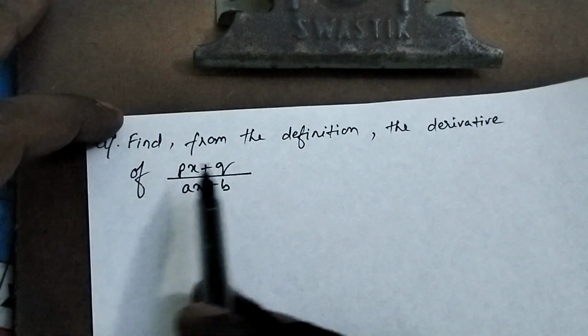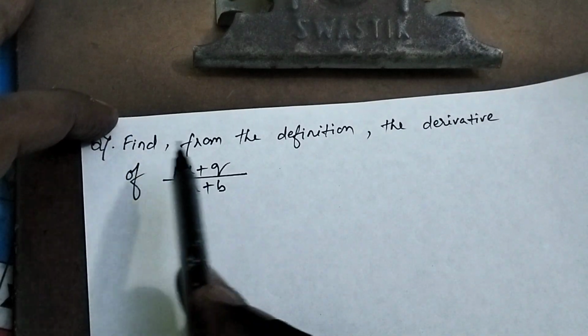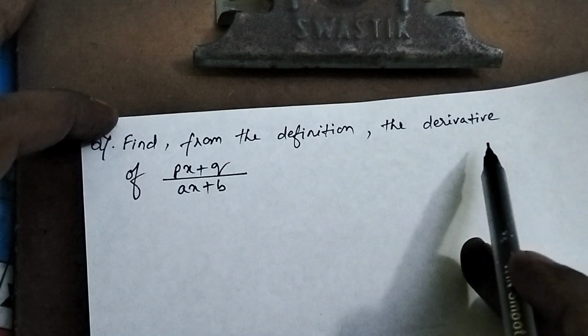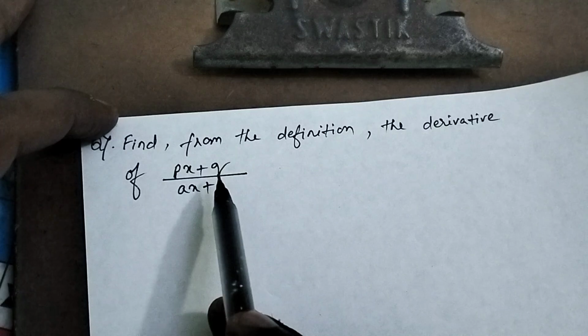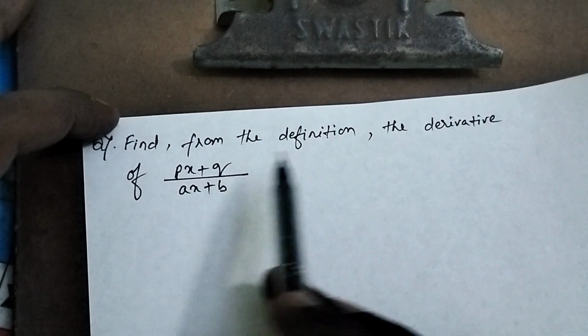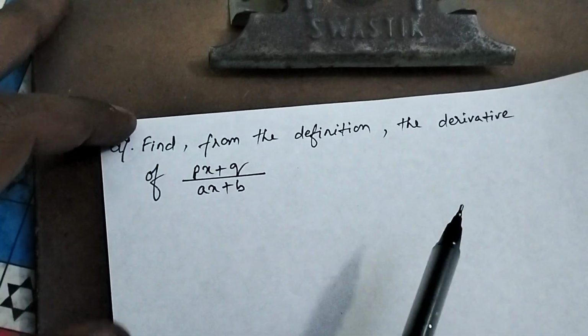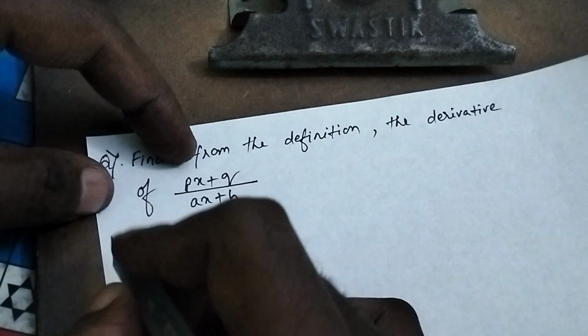In this video I have brought this sum for you all. So look at the sum. Find from the definition the derivative of (px + q) divided by (ax + b). Okay, we have to find the derivative of this expression. So I am doing the sum, watch it carefully.